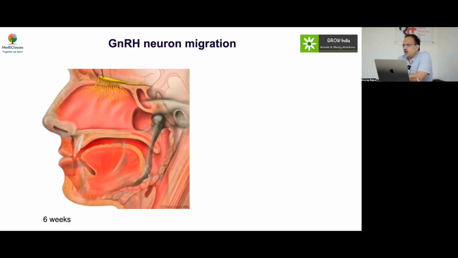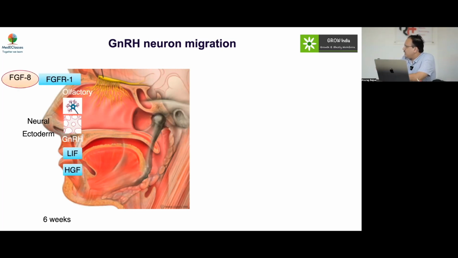Now, as I was talking about germ cells which are produced in the hindgut, they have to go to the gonads in the area of the urogenital ridge. Similarly, GnRH neurons have to migrate right from the nose. So from the olfactory placode from the neural ectoderm, they have to migrate a lot, and from there, along with the olfactory neuron, they have to migrate.